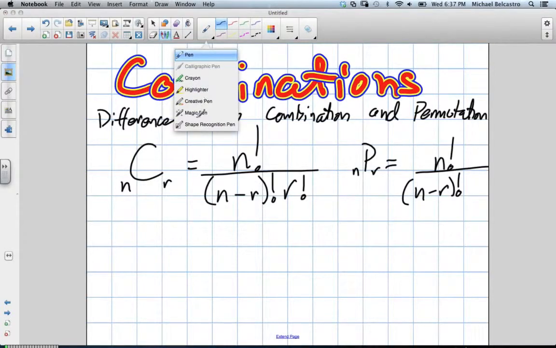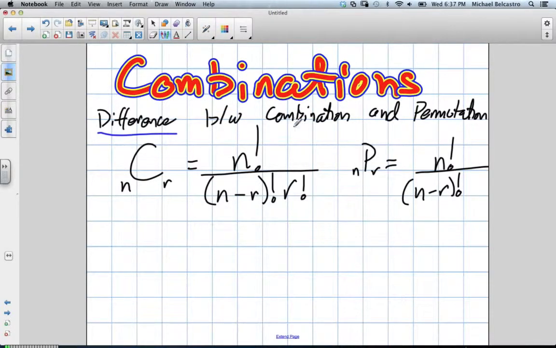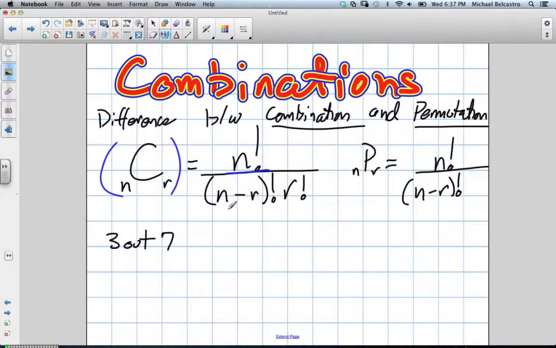Okay, we're on a chapter of combinations, and they've asked us the main difference between a combination of 3 out of 7, right? That was our combination. So 3 out of 7 in a combination form versus as a permutation. Well, we know there's a major difference in the formulas. Our combination formula is n factorial divided by n subtract r factorial times r factorial, where in the other one they're missing that r factorial for the permutation.